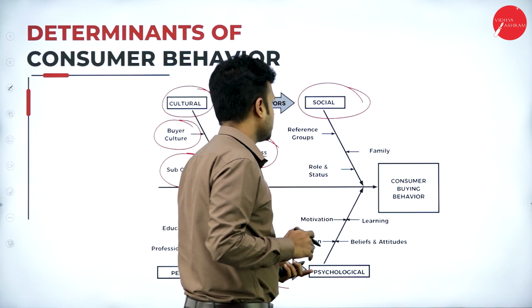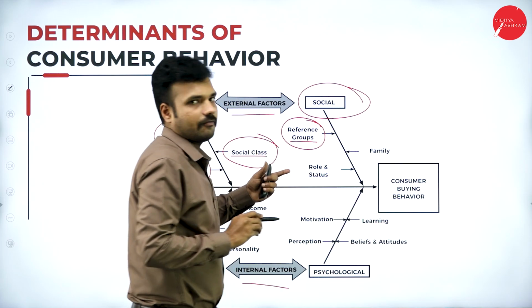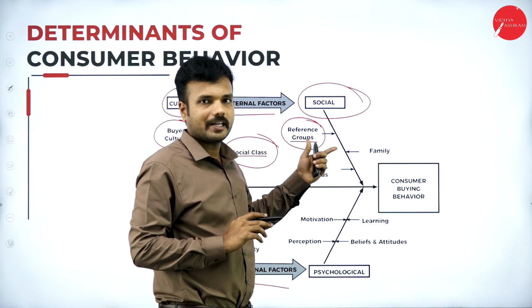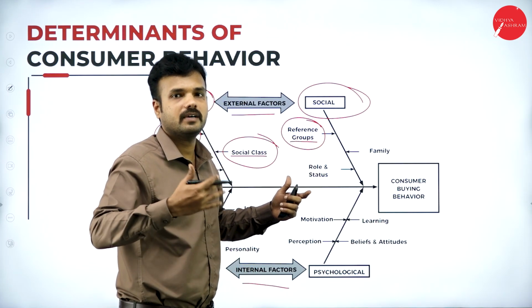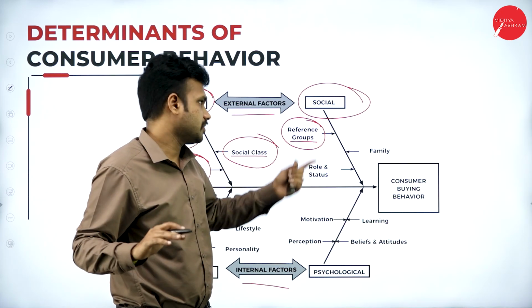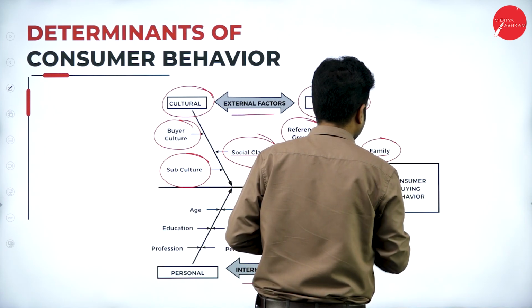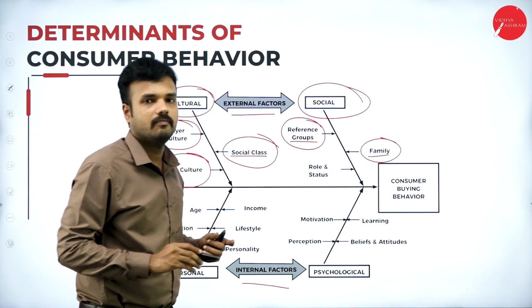Social is about society. In society, there are some people that we call a reference group. In a reference group, a group of people use the same kind of product, but they influence each other in the purchase decision. A family member plays a vital role in the decision making process.